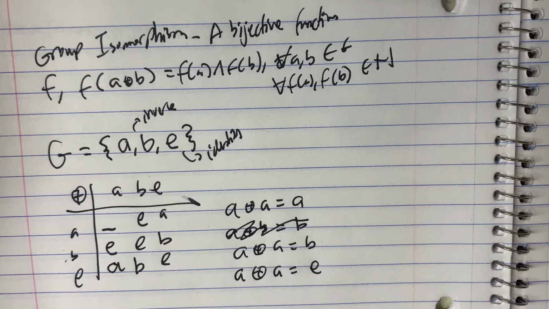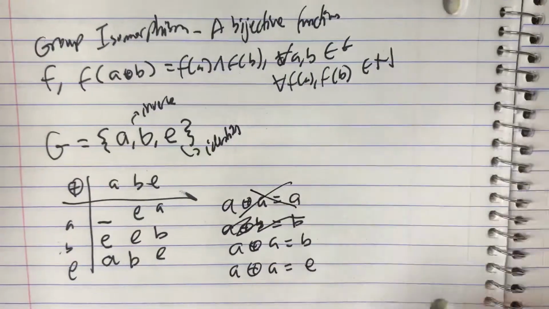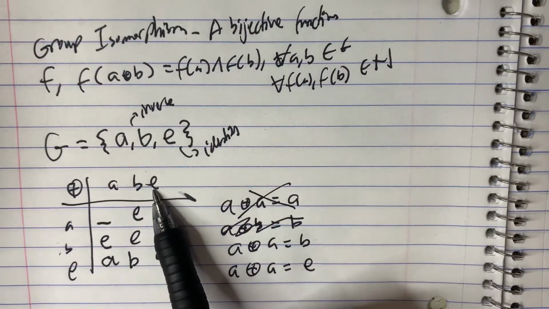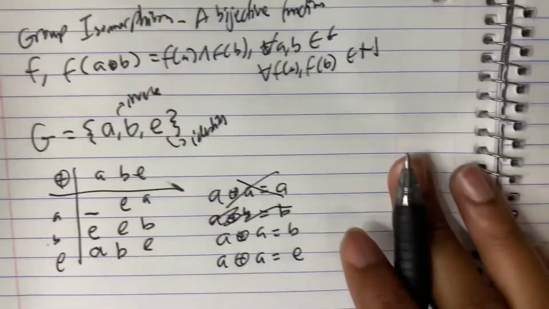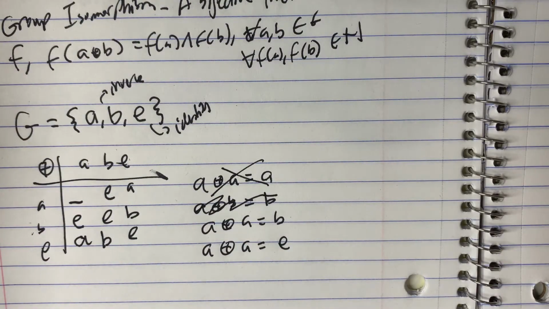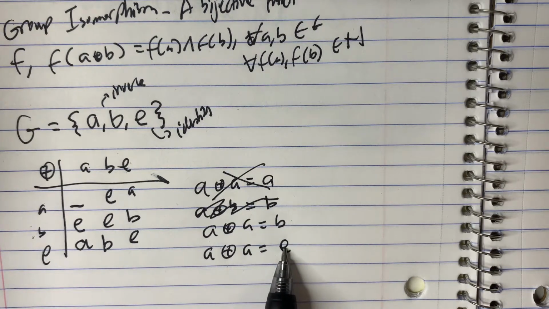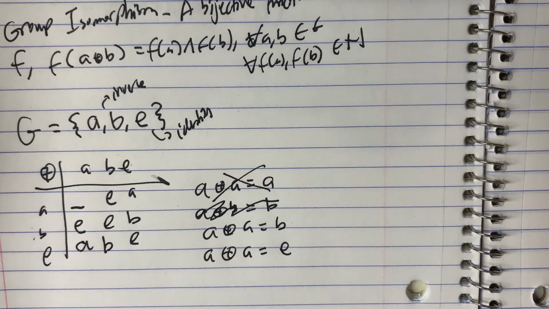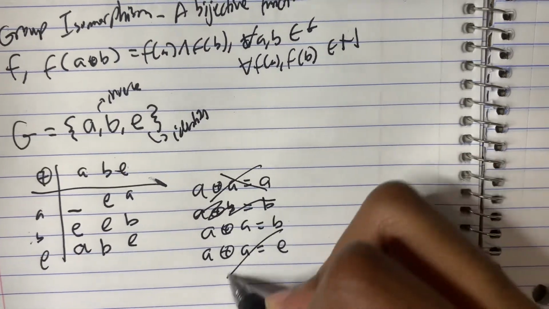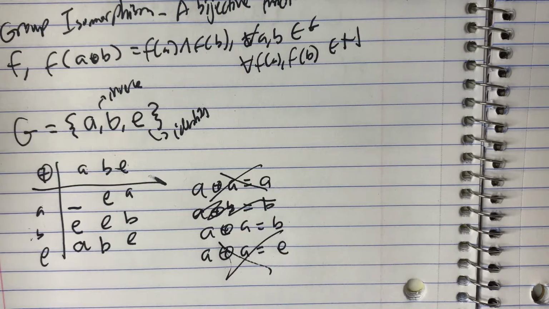Well, we can't say A operated with A is A, because that would imply that A is the identity element, since A operated with the identity gives A. So it can't be that, since A is defined to be separate from the identity element. A operated A can't be E for similar reasons, since A operated A being E would imply that A is the inverse element, and it's not that by definition. So our last option is that A operated with A is B, and this doesn't violate any rules of group theory.